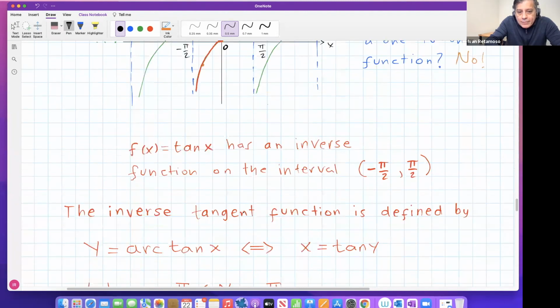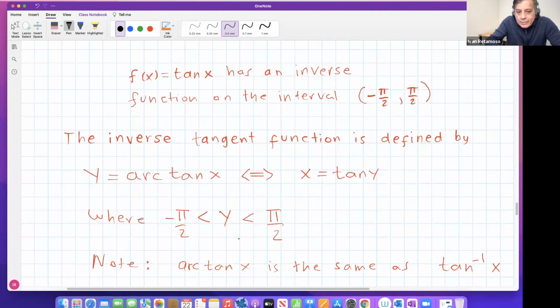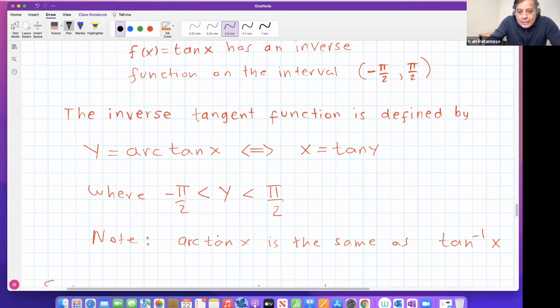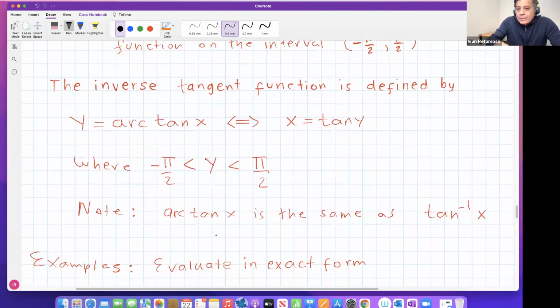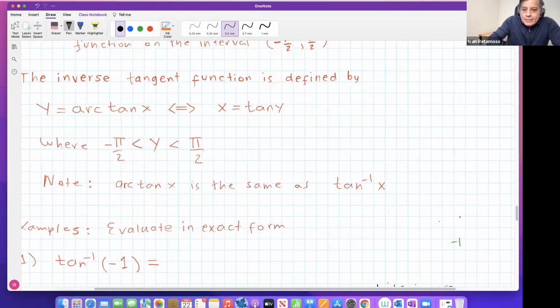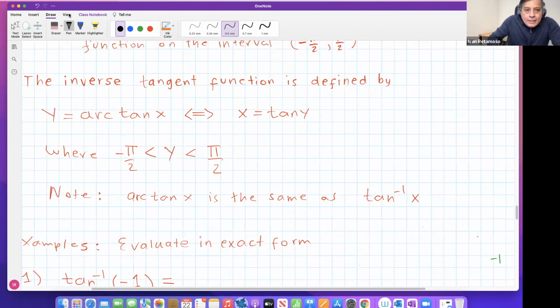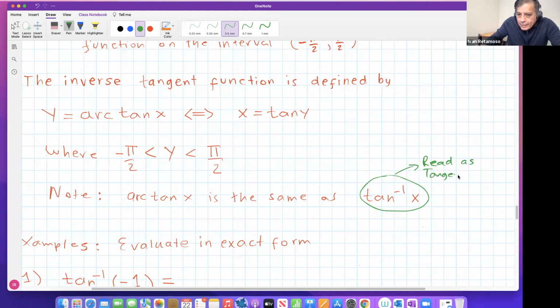All right, so be careful when you pick the angle. It has to be between these two values. Note arctangent is the same as tangent inverse. So instead of arctangent, you may find tangent inverse in your homework or on the exams. They are the same. And let me write here how you should read this: this is read as tangent inverse of x.